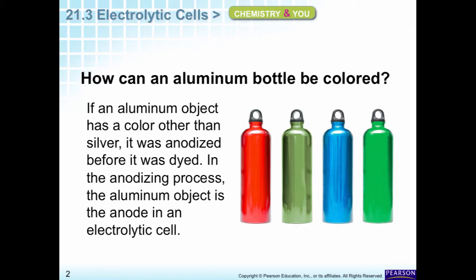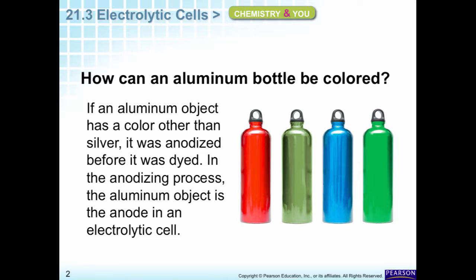Hi, so now we're in the third part of this unit. This will be finishing up electrochemistry. So we're going to talk a little bit about electrolytic cells, which are very similar to voltaic cells. The difference is energy is going to have to be applied because they are non-spontaneous.